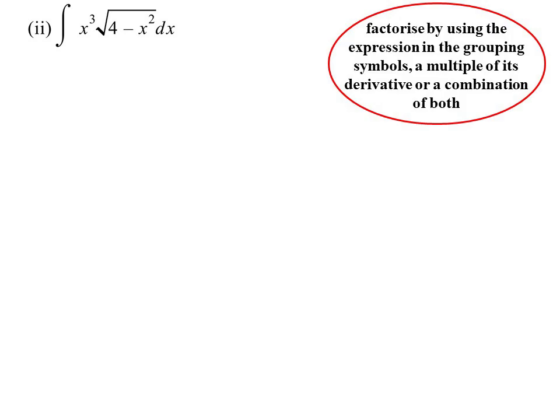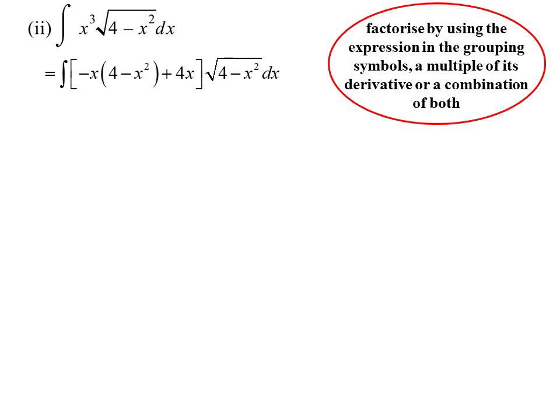Right, so here's the idea. We factorise by using the expression in the grouping symbol, which is 4 minus x squared, a multiple of its derivative, so minus 2x, or a combination of the both. That's what I turn it into. Minus x times 4 minus x squared plus 4x. What? Okay, so what have I done?